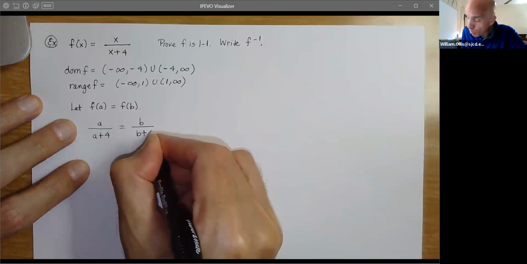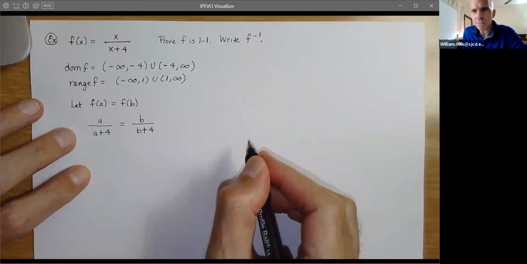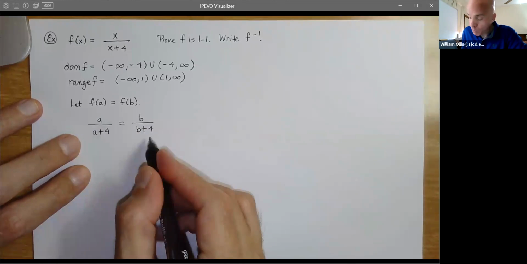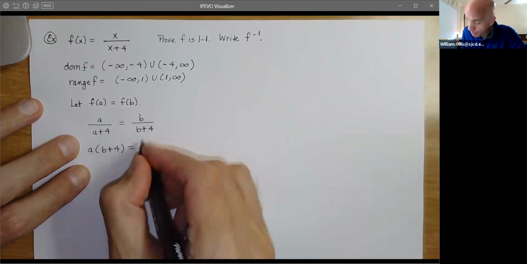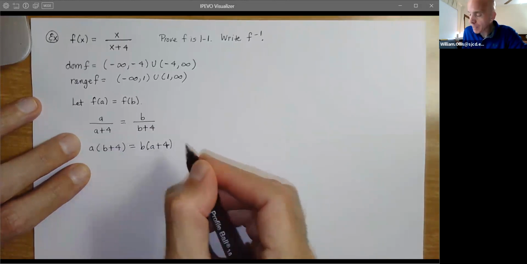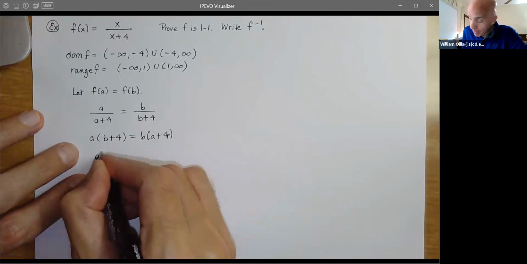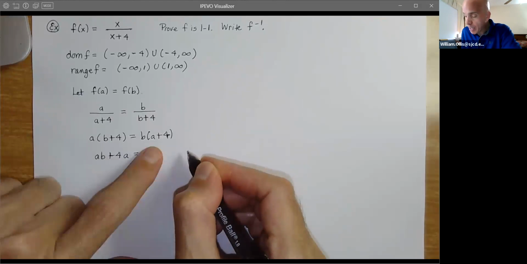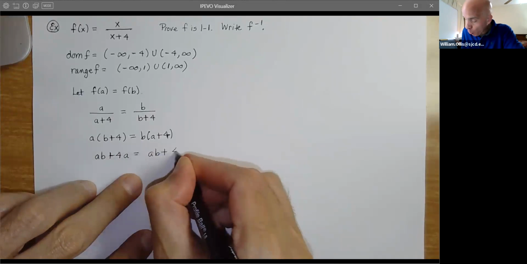At least now you have some way of quantifying what it means for something to be one-to-one that really is mathematically correct. So if these two are equal, we can cross multiply. A times B plus 4 equals B times A plus 4. Again, not very difficult. The more complicated the functions, the more terms we would have, clearly. So now we have AB plus 4A. And then here we have a BA, which we could write as AB. And then 4B.